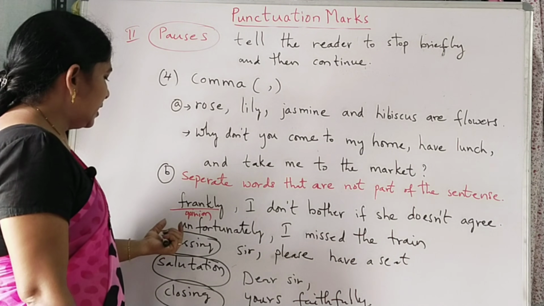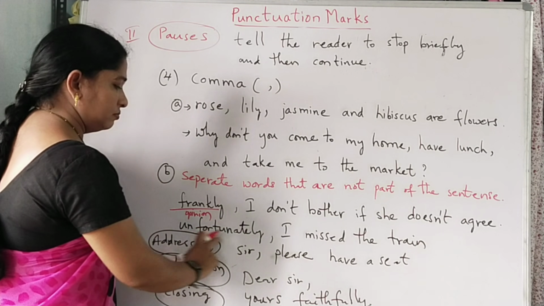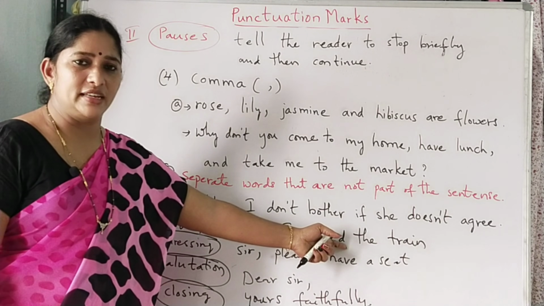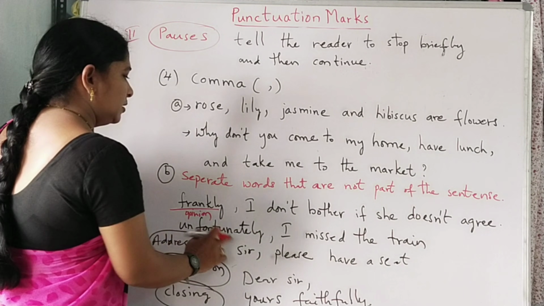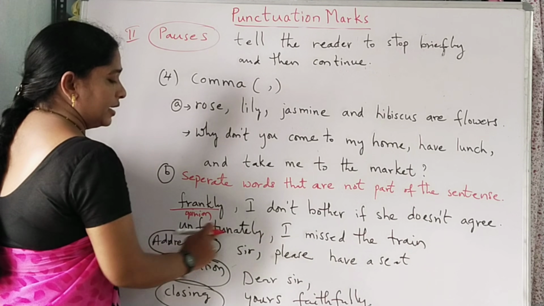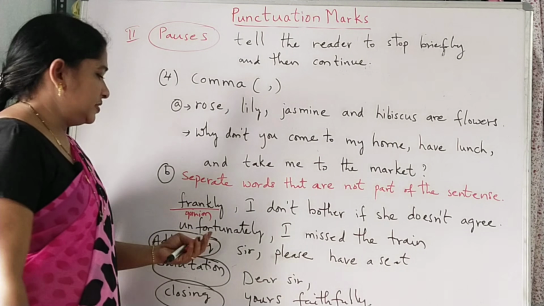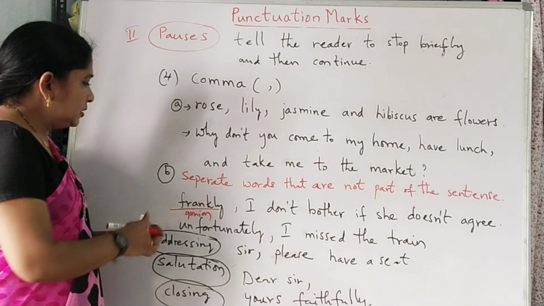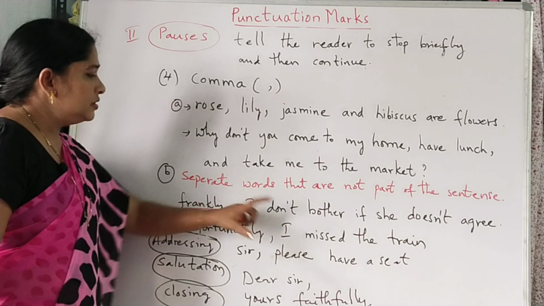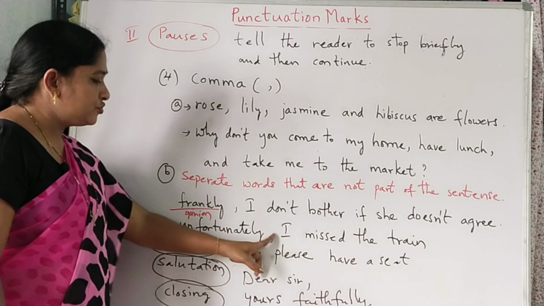And here I give another example. Unfortunately I missed the train. Unfortunately is our opinion. I missed the train is the main clause there again. And after the separate words, here frankly is the word, unfortunately is the word, after these words we have to apply a comma, then we can give the main clause there. And in the same one, separate words that are not part of the sentence, I told you, these are not part of the sentence. We write them separately. Frankly is our opinion, unfortunately is our opinion.